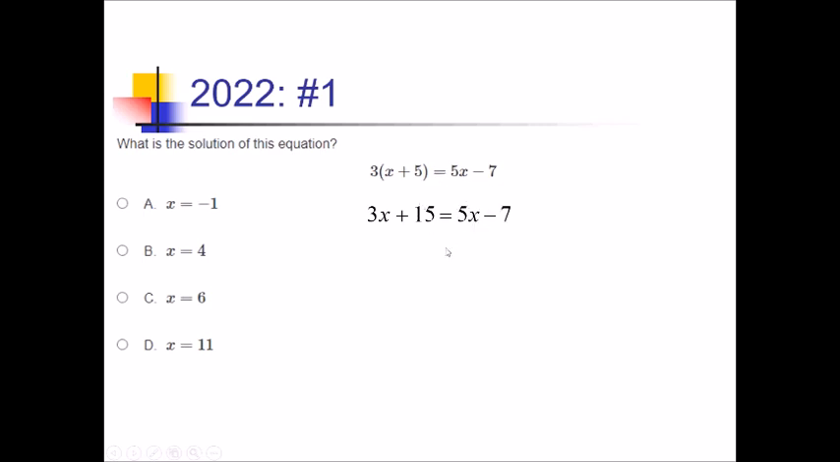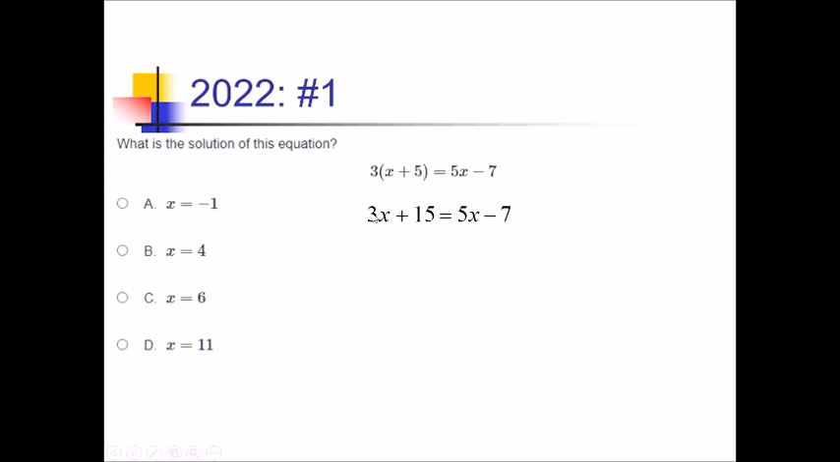Now, since we just have x to the first power, there's no x squared or anything, this one's going to be easiest to solve if we just get all the x's on one side and the non-x's, the constants, on the other side. It doesn't really matter which way we go, but I'm choosing to move the x's over to the left side just because that's how I'm used to doing it.